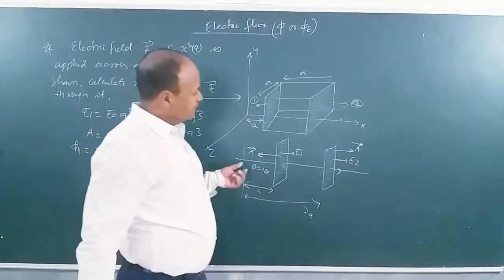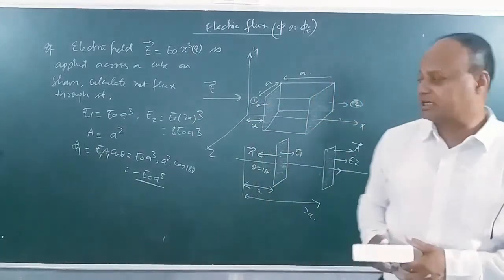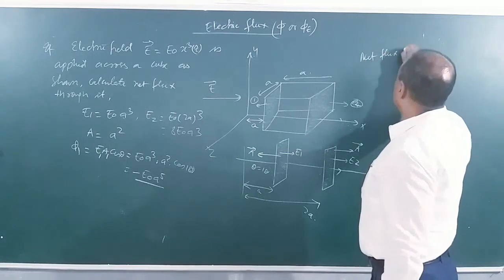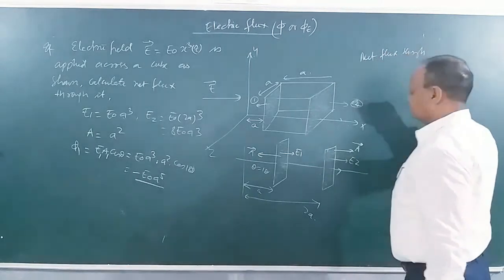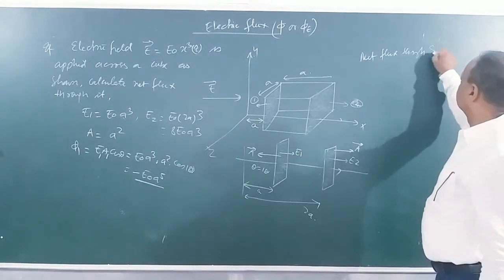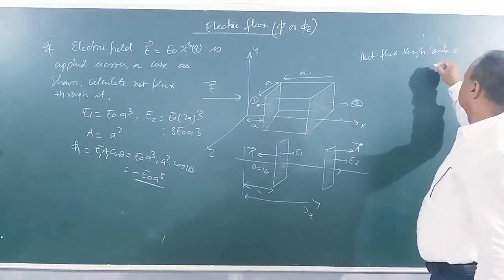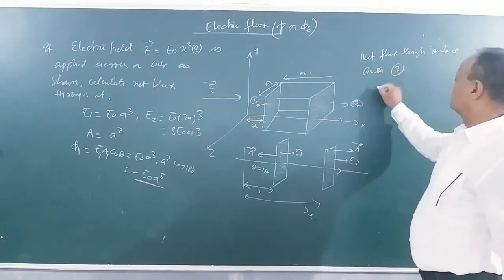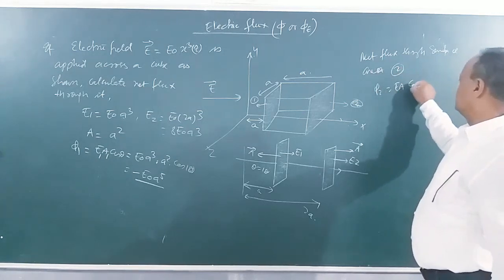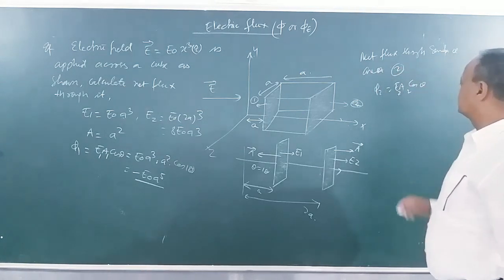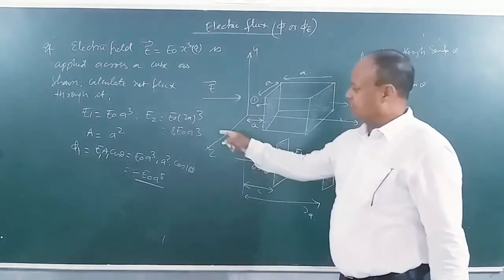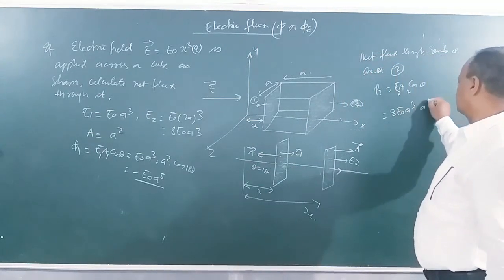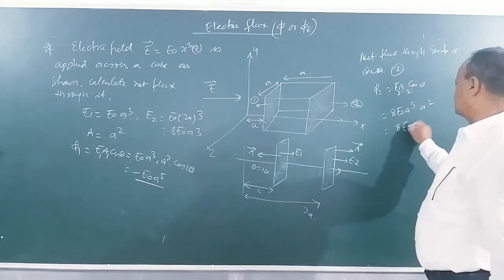Now when I calculate phi 2, you can see that the area vector and the electric field are in the same direction. So the net flux through the second surface, area 2, phi 2 will be E2 A2 cos theta. E2 is how much again? 8E0. And the area is a square. So 8 E naught a to the power 5.